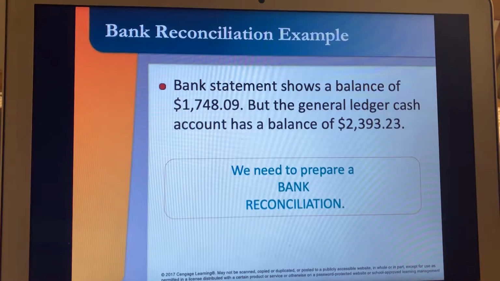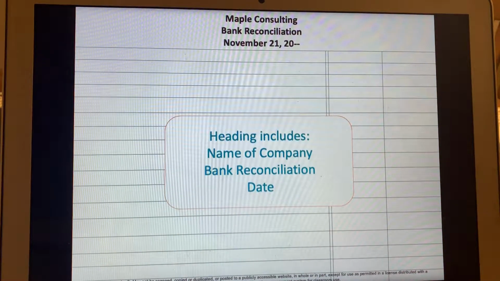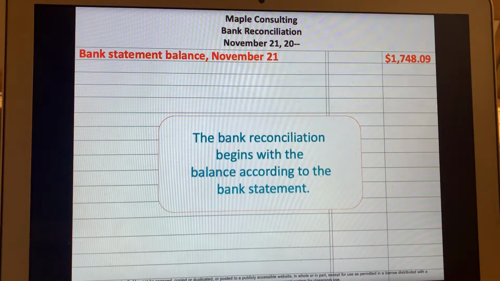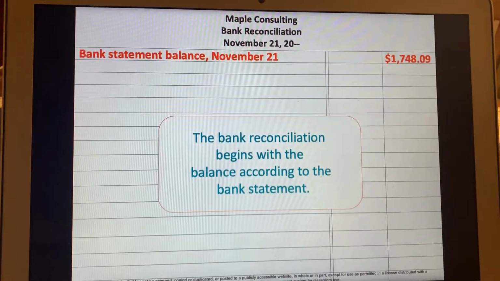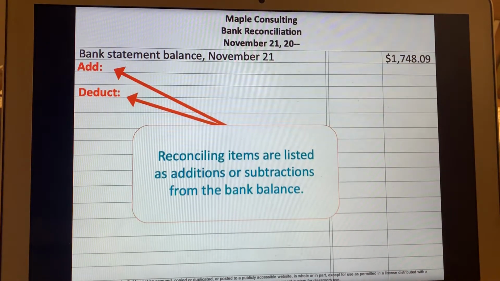Objective 2: prepare a bank reconciliation and related journal entries. So the bank statement shows a balance of $1,748.09, but the general ledger cash account balance is $2,393.23. So we'll reconcile that. Here's a reconciliation example. It has to include a heading: the name of the company and the date of reconciliation. So the bank statement balance on November 21 is $1,748.09. Add any outstanding checks or deductions.